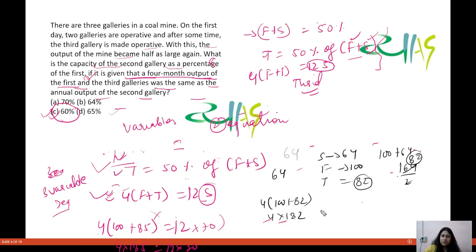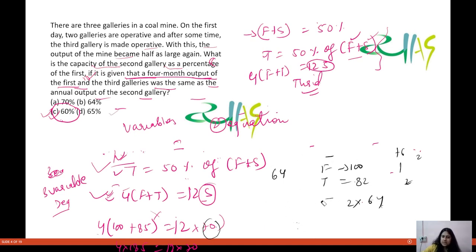4 into 182 is equal to 12 into how much? This is 70, here this is 64. So are both of them equal? You can see definitely both of them are not equal, because here you are getting a factor of 91, and here you won't get to cancel 91 in any case, so even this is not correct. So let us check for this third option.